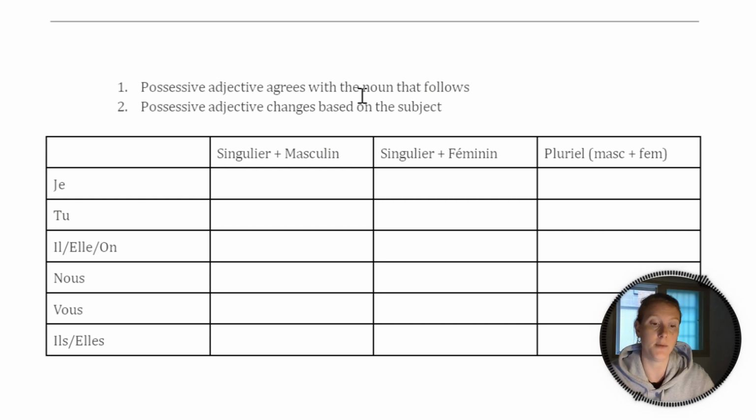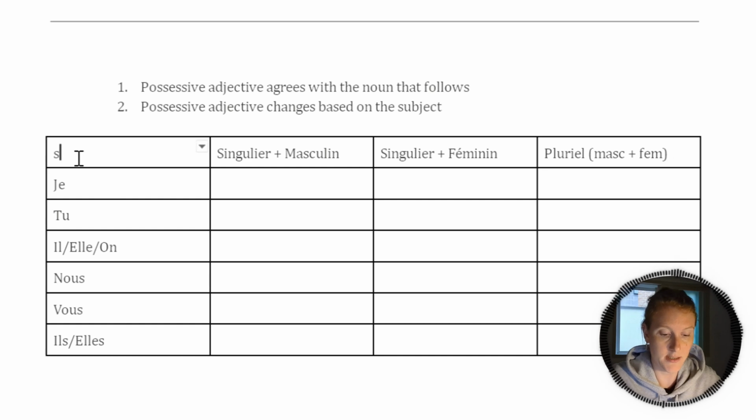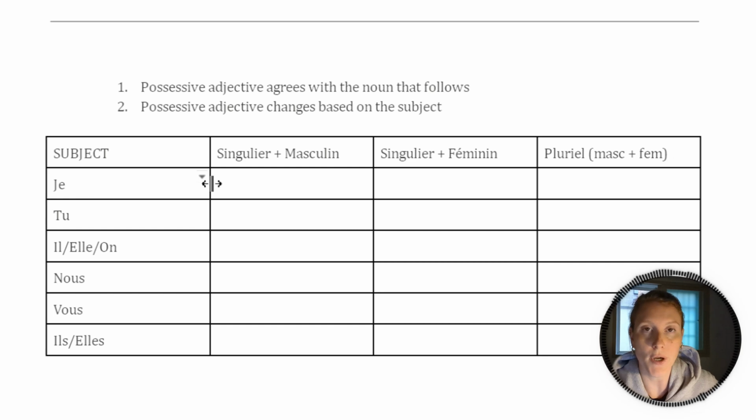So here you have a table. So if the subject, let me make it clear here, the subject is je, I, the possessive adjective for a singular masculine noun will be mon. For feminine it will be ma. For plural, regardless of masculine and feminine, it will be mes. Okay?